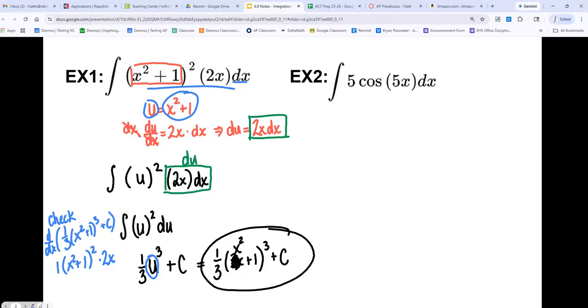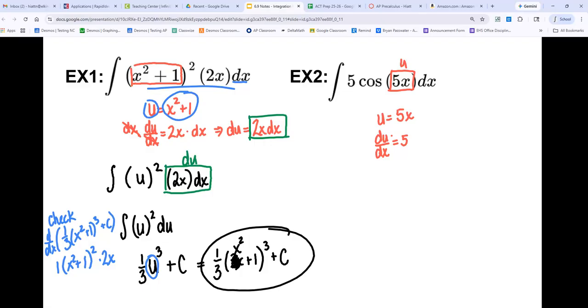Now, some u's are much easier to find than others. So if I look at the next one, what do you guys think the u should be on that problem? 5x. It's the inside stuff right here. All right. So u is 5x, which means du/dx is 5.